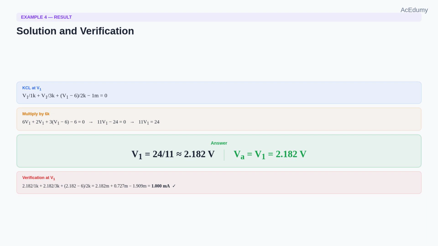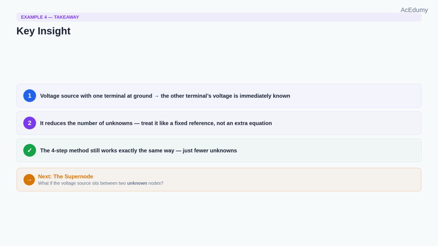Let's verify. V1 over 1K is about 2.18 milliamps. V1 over 3K is about 0.73 milliamps. V1 minus 6 over 2K is about negative 1.91 milliamps. Adding 2.18 plus 0.73 minus 1.91 equals 1 milliamp, which matches the source. Correct. Here is the key insight from this example.